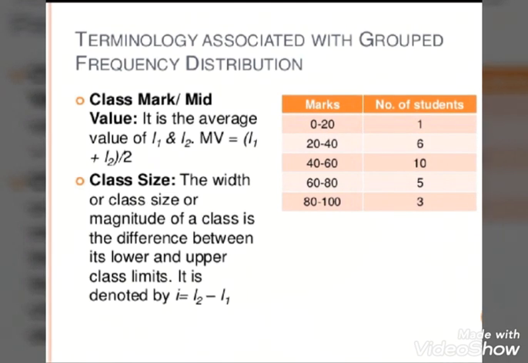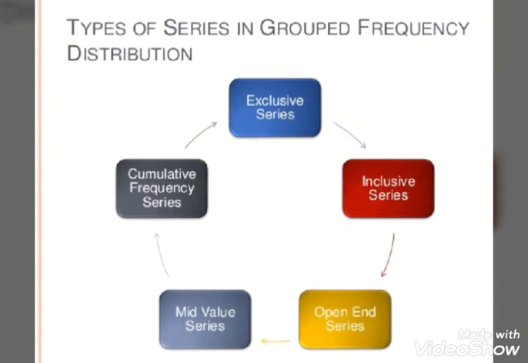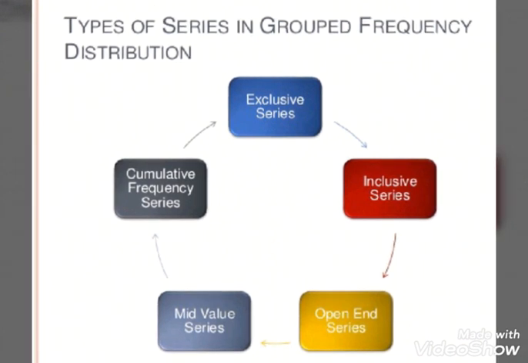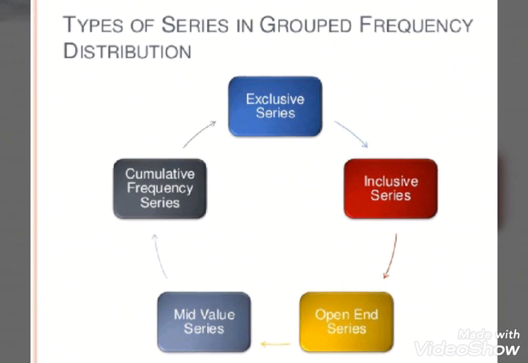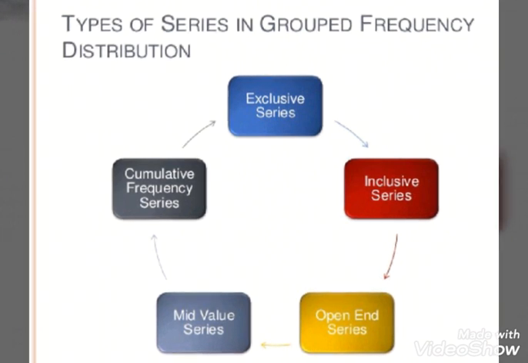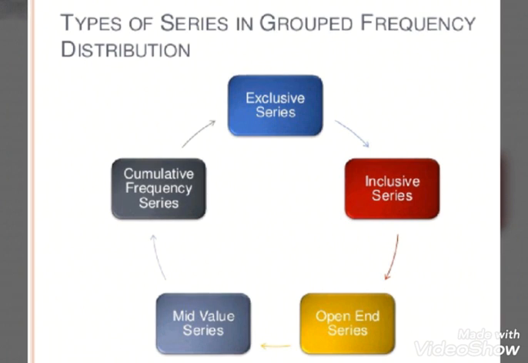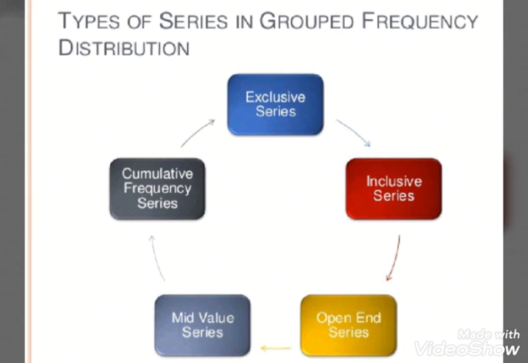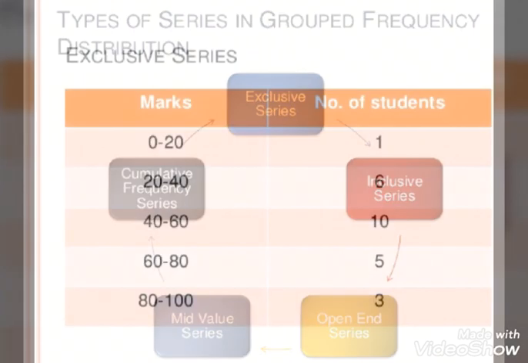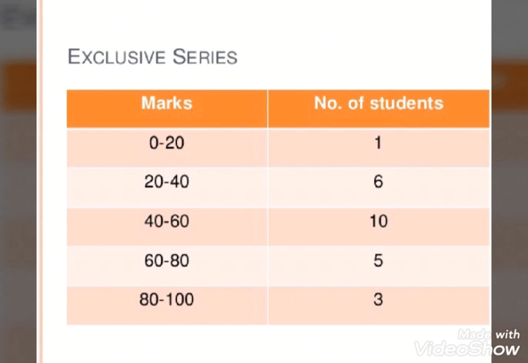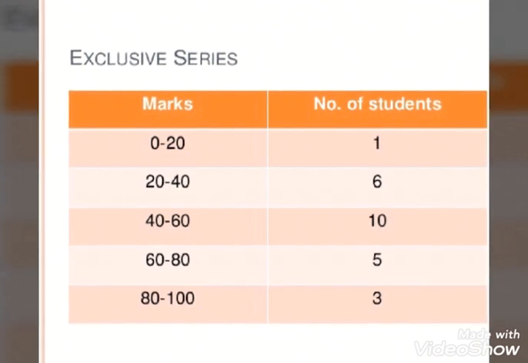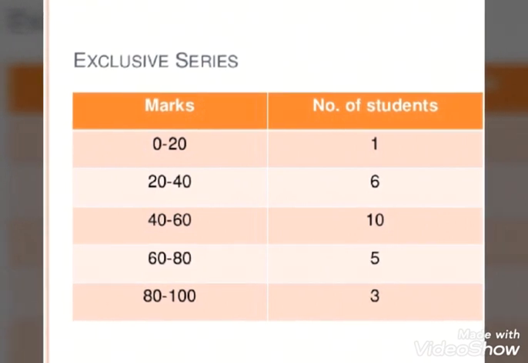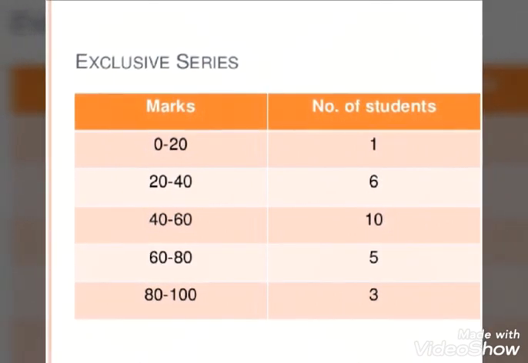Then we will see the types of series in grouped frequency distribution. It is mainly divided into 5 series: exclusive series, inclusive series, open-end series, mid-value series, and cumulative frequency series. It is not so important for you now, but when you deal with your data presentation, you will need these methods to present. So exclusive series is in this form. Marks are present in between the interval 0 to 20, that is, there is a variability of 20 marks. Then the number of students is present in the form of frequency. Let's see the next table.